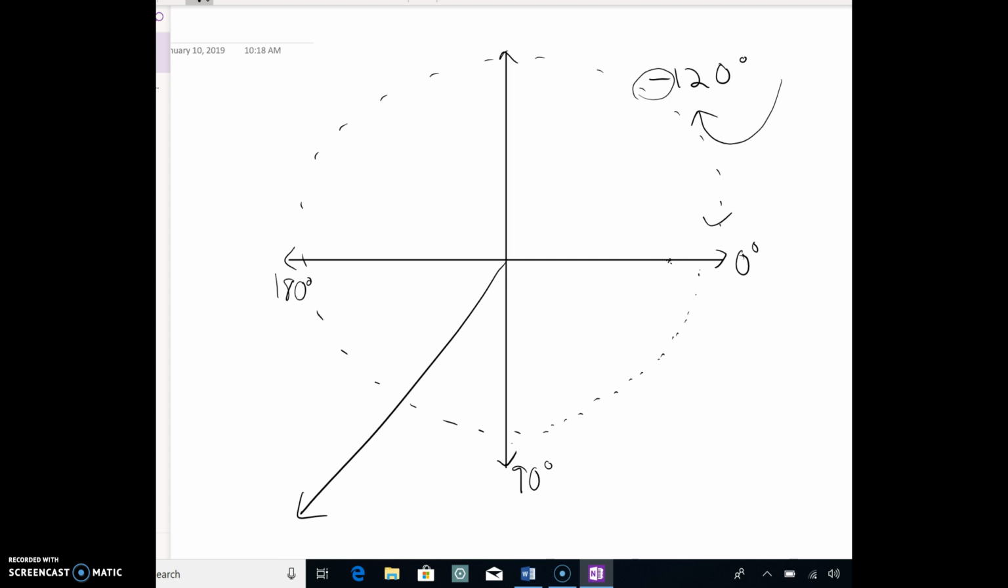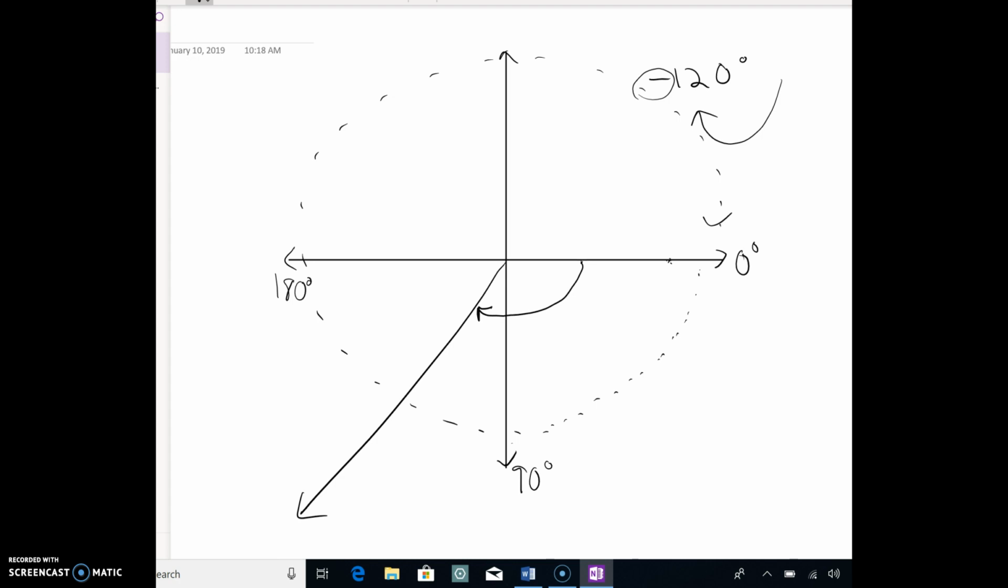Now, to finish this angle, we have to make sure when somebody reads this angle that they know that it's negative. That means we're going to draw a little arrow. We're going to start at the initial side, and we're going to draw the arrow in a clockwise direction, and it's going to terminate at 120 degrees. So if somebody looking at this wants to know what the angle is, they should know it's negative, so we would sketch it like this to show them that it's a negative angle.